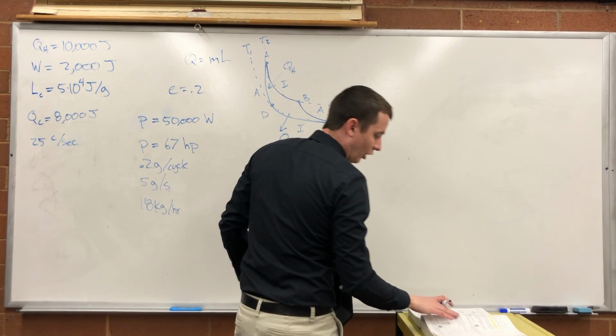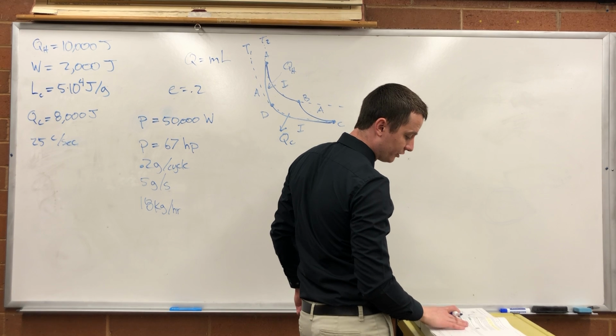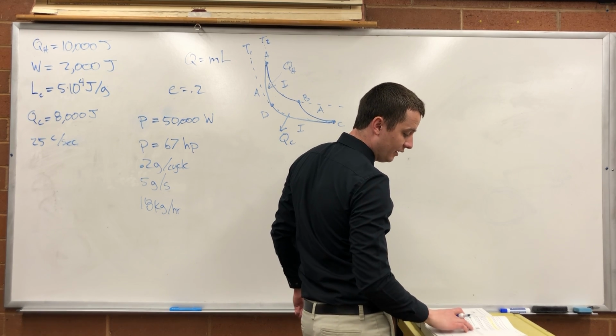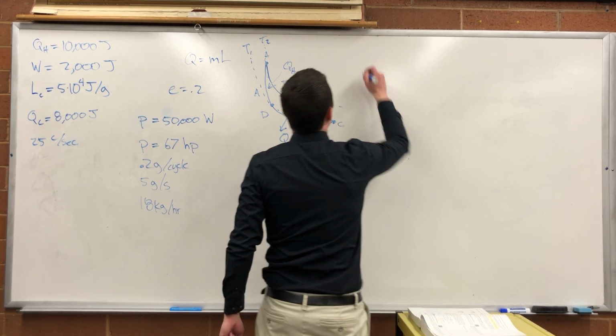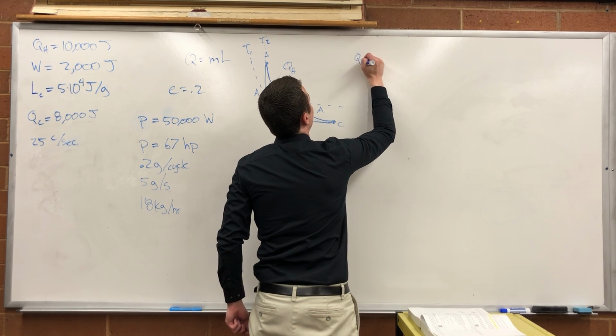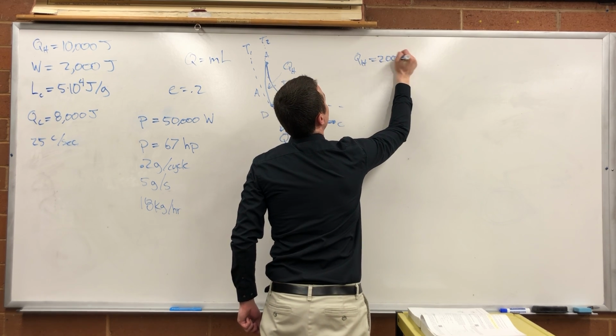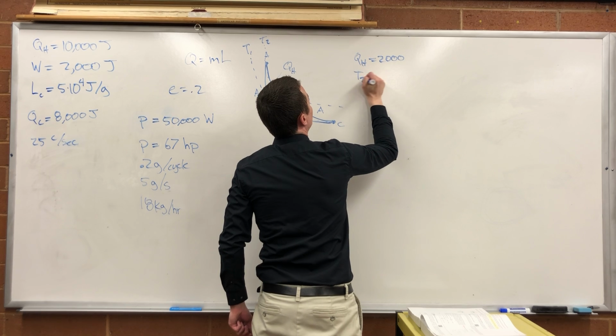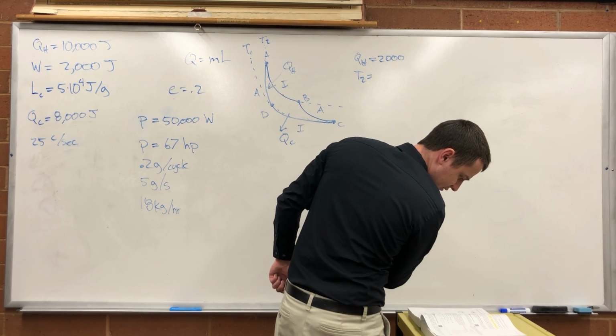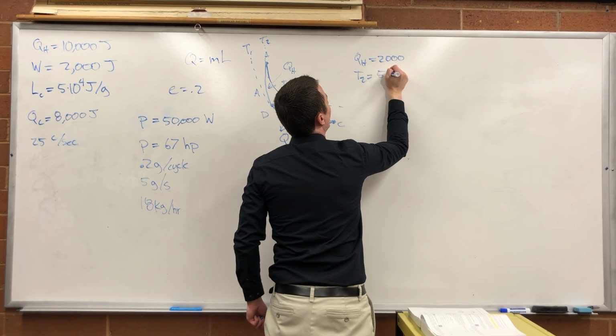Okay, so a Carnot engine takes 2,000 joules of heat from a reservoir at 500 Kelvin. So QH is 2,000 joules. And T2 is 500 Kelvin.